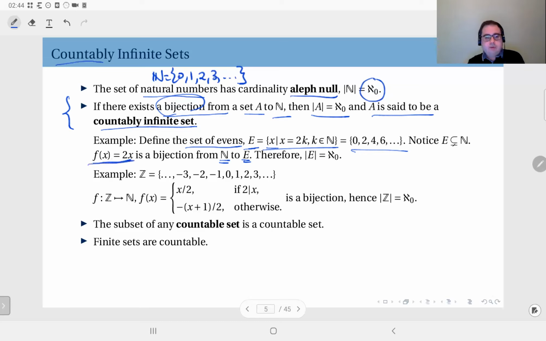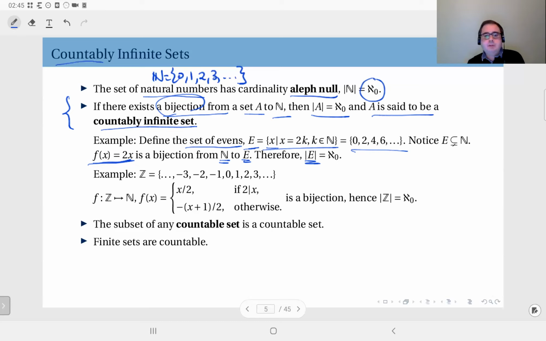So the function f of x equals 2x is a bijection from the set of natural numbers to the set of evens, which means the set of evens in cardinality is aleph null. So it's a countably infinite set. Essentially what I'm saying is the set of even numbers has the same number of elements as the set of natural numbers. Again, this is a little bit counterintuitive because it looks like it's half as big, but that is not the case.